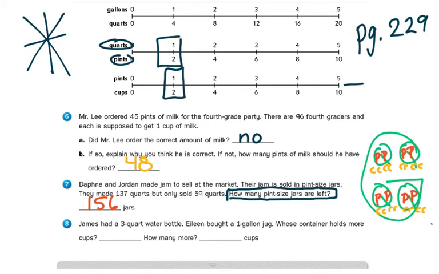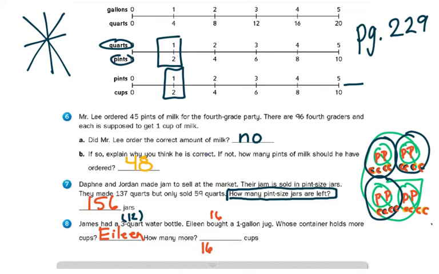Now, if we look at James's 3-quart water bottle, 3 quarts would be 1 quart, 2 quarts, 3 quarts. Count how many cups: 1, 2, 3, 4, 5, 6, 7, 8, 9, 10, 11, 12. Eileen has the whole gallon, so she would have 16 cups in 1 gallon. Whose container holds more cups? Eileen's does. How many more? Well, the difference between 16 and 12 is 4 cups.